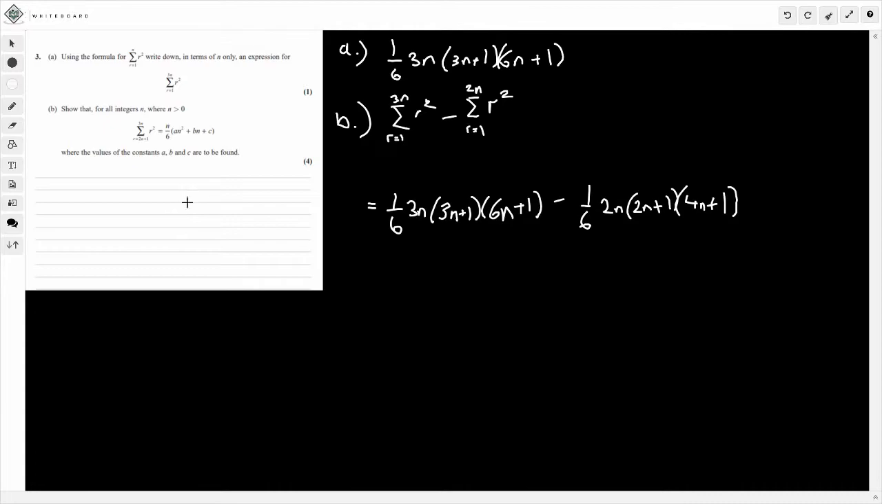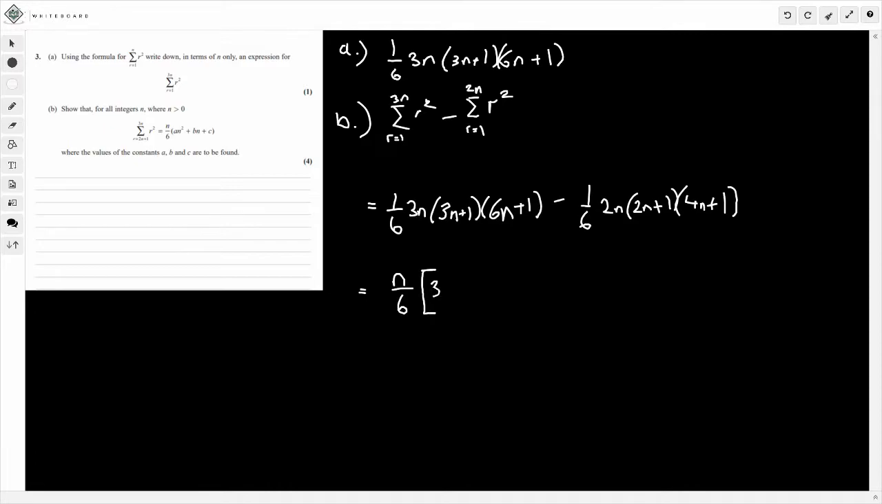What I've got to do now is get it in this form here. At the minute it doesn't look quite as clear, but we can actually get it in that form. Notice there's an n over 6 here. We've got 3n, which is technically 3n over 6 here, and this is 2n over 6. So what I can actually do now is factor out n over 6, or 1/6 of n. That means we're going to get it in this form here, which is what we're aiming for.